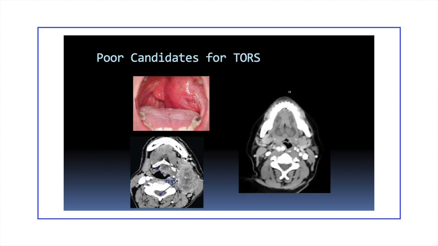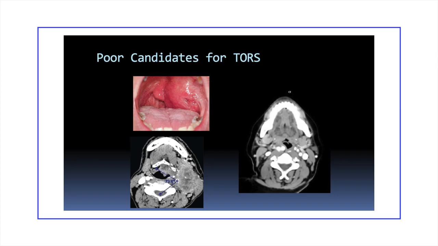These are photos and CT scans as examples of those who have poor candidacy for transoral robotic surgery. In the picture on the top left, you can see the tumor occupies most of the left oropharynx. And so even if it's resectable, we would not be able to leave as much functional tissue behind, and thus patients could have poor function.